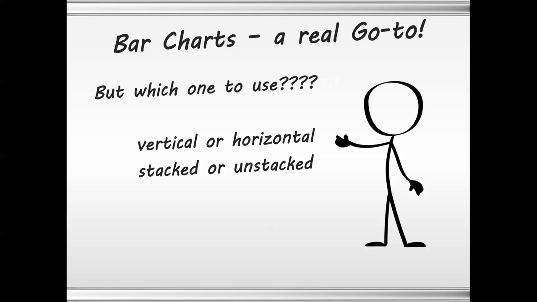Bar charts are, of course, a real go-to. For categorical data, nothing beats a good bar chart, and they're so versatile. You can do them in different directions, and you can even stack them to convey a lot of information quite quickly. Let's take a look at the different types.